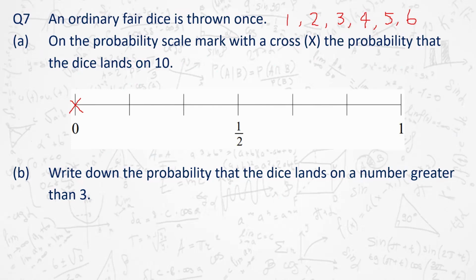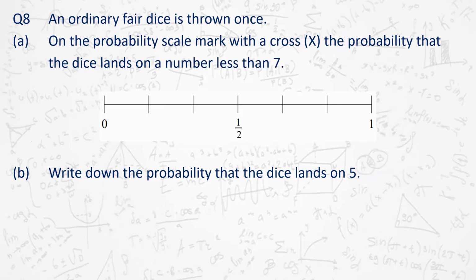B. Write down the probability that the dice lands on a number greater than 3. Greater than 3, not equal to 3. We have 4, 5, and 6. Therefore, it's 3 out of 6. Simplify as 1 over 2. So the probability that the dice lands on a number greater than 3 is half.